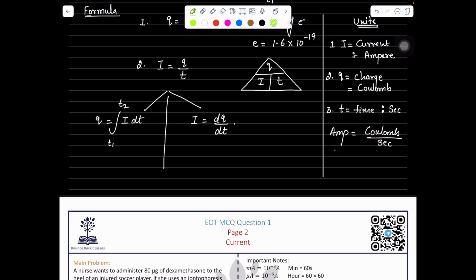And the second, the major point, I will write major. So can I say coulomb is equal to ampere second? Yes or no? Okay, this is the major thing.